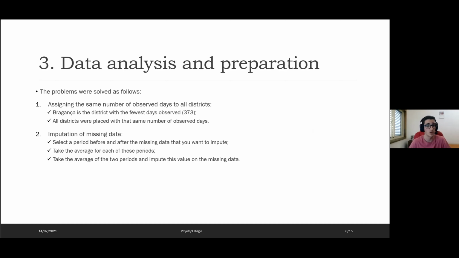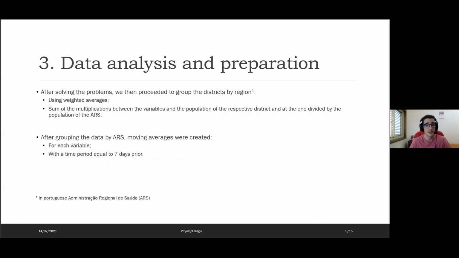The second problem, the one with the missing data, was solved in 2 steps. The first one, where we defined the upper limit of 20% in relation to missing data. That means if any variable contains more than 20% of missing data, it will not be counted in the analysis. And so after selecting the variables that will be counted, we move on to the second step, where we input the missing data. We did this by selecting a period right before and right after the missing data that we wanted to input, then taking the average for each of these periods, and after that taking the average of these 2 periods and inputting this value on the missing data.